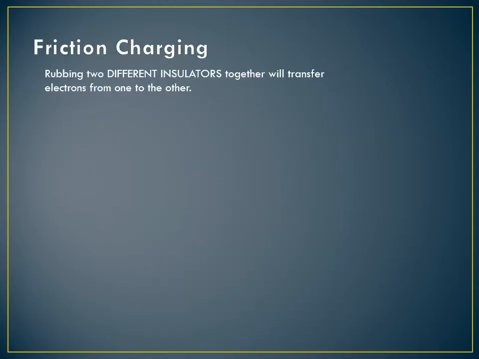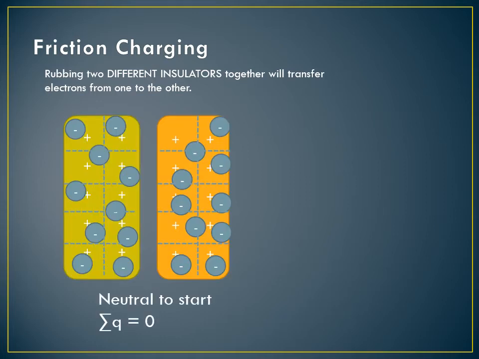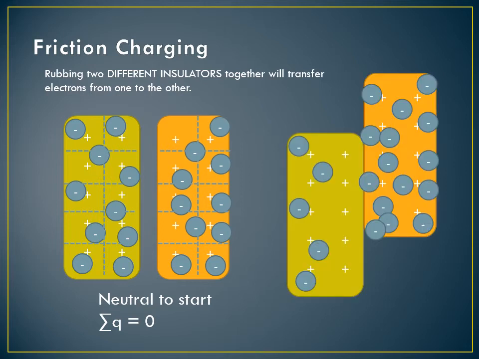There are three main processes by which objects become charged. The first is known as friction charging, and this is probably the one you're most familiar with from your life. In friction charging, when you rub two different insulators together, electrons will transfer from one to the other. If these are two different insulating materials, you'll notice they've got the boundaries drawn on there because they're insulators. That just means the charges can't move around from atom to atom within the material. But if you bring those things close to each other, electrons can be pulled off kind of like Velcro from one object to another.